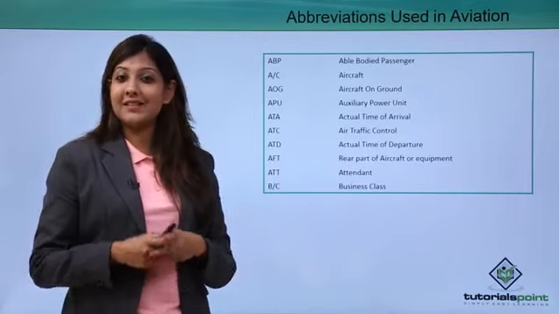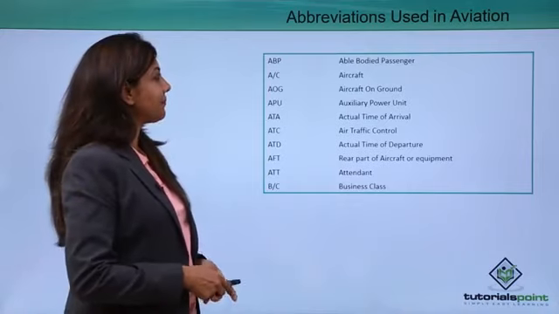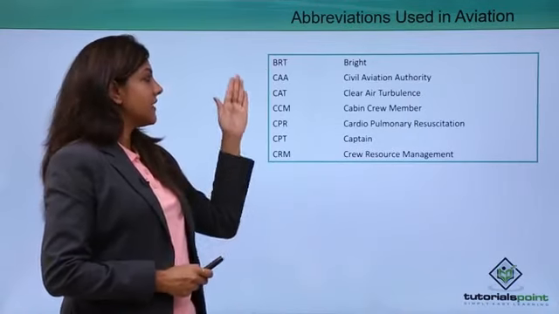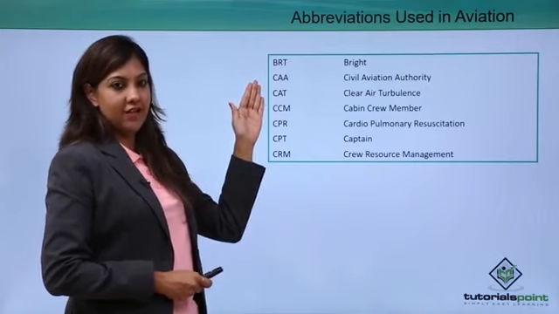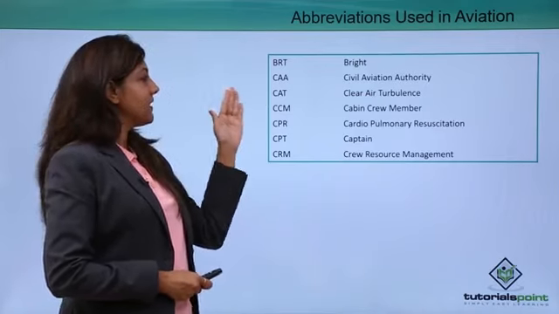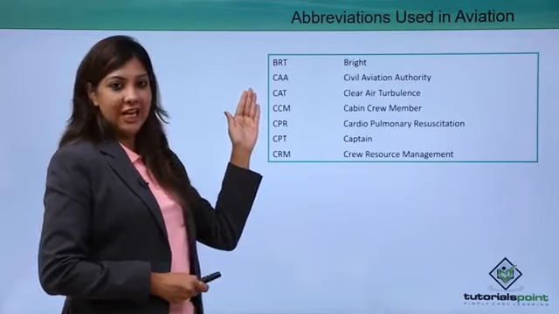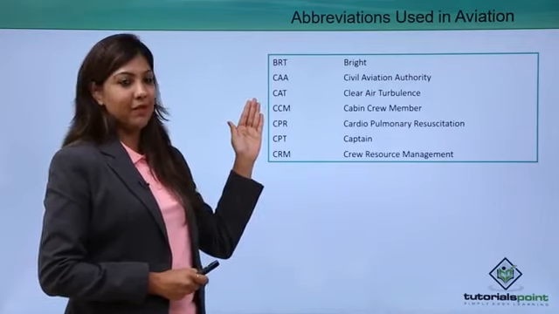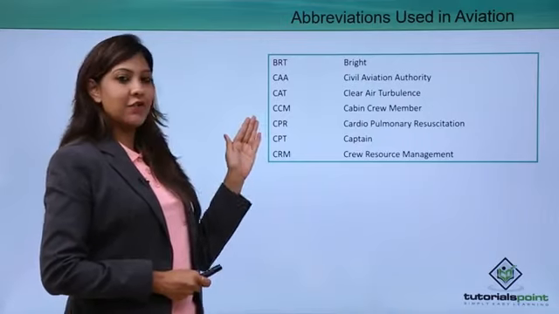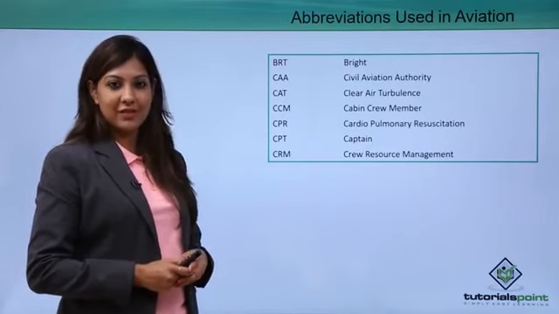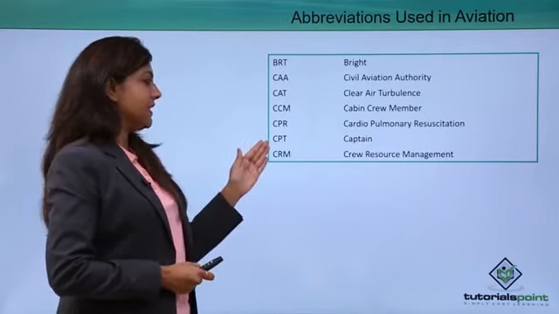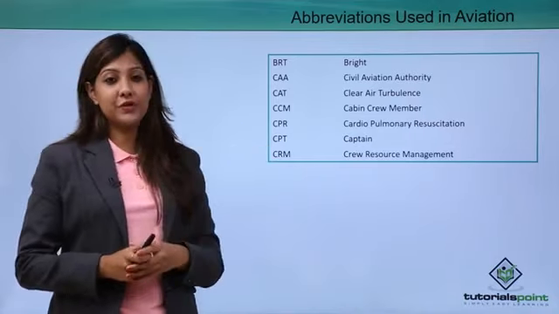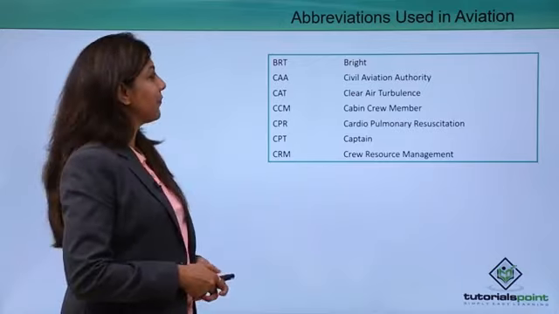Friends, let's take a look at certain more terminologies. BRT stands for bright. CAA stands for Civil Aviation Authority. CAT stands for Clear Air Turbulence. CCM stands for Cabin Crew Member. CPR stands for Cardiopulmonary Resuscitation. CPT stands for Captain. CRM stands for Crew Resource Management.